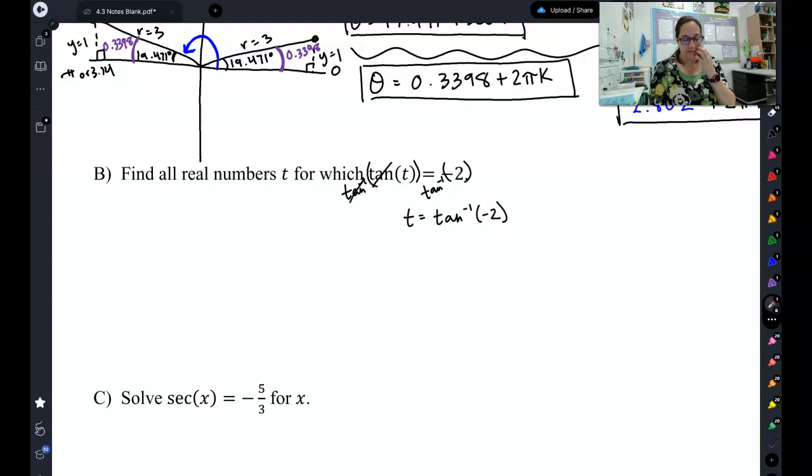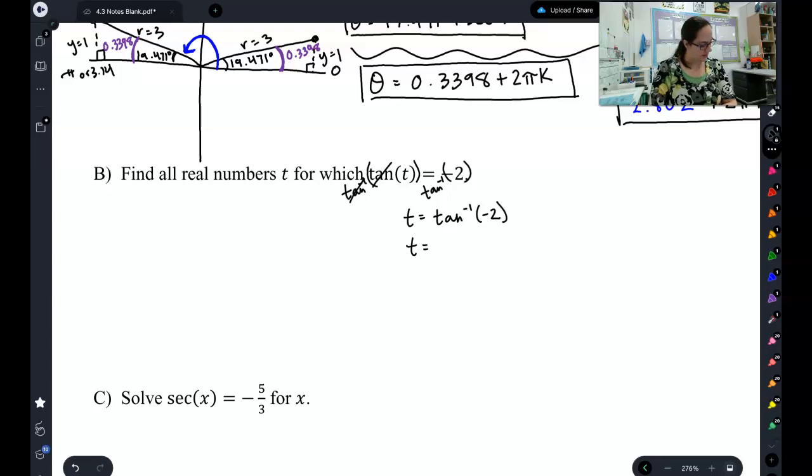So same thing, this is not a unit circle problem. Now remember, we're going to work in radians for the rest of this assignment. So in radian mode, I want you to put that into your calculator. If you put it into your calculator when you're in radian mode, you should get t equals -1.107 radians. So let's visualize where those radians are.